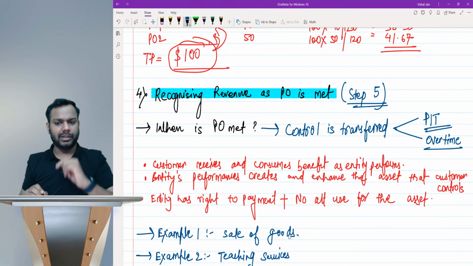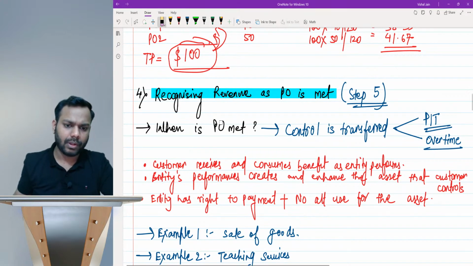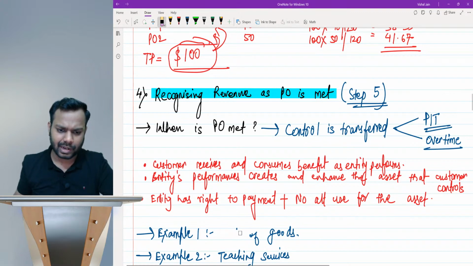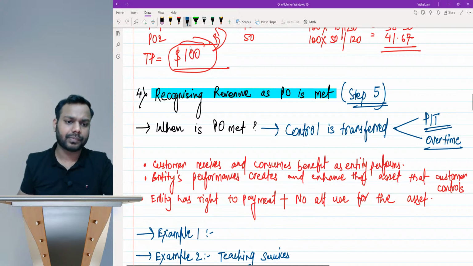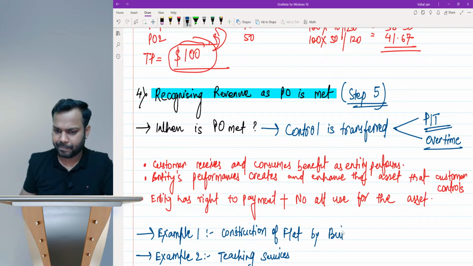Now, there is no performance here, right? I'll take up another example. Construction of a flat by a builder. Okay, let me take up two examples.